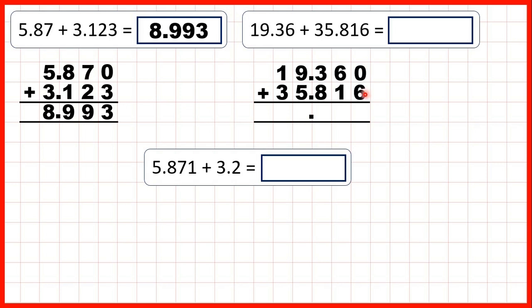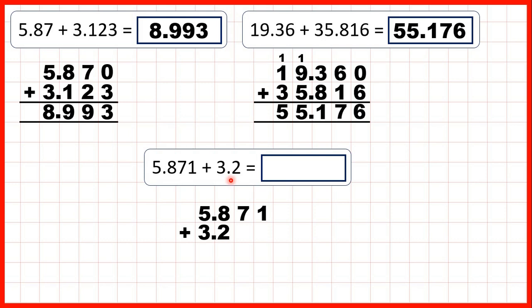Now 0 plus 6 is 6, 6 plus 1 is 7, 3 plus 8 is 11, so that's 1, 1, with the first digit above the next place value column along, which here is our ones column. Now 1 plus 9 plus 5 is 15, so that's 1, 5, and 1 plus 1 plus 3 is 5, so that gives us 55.176.